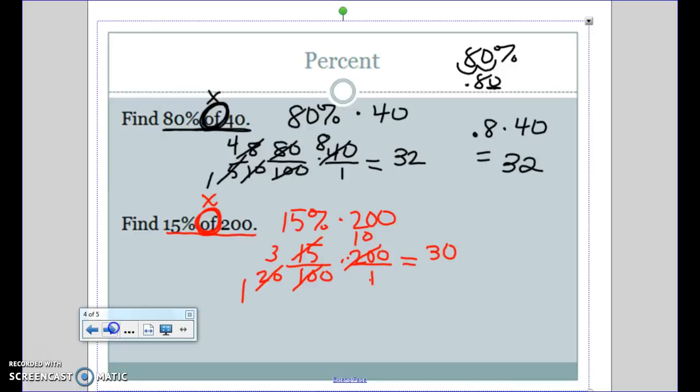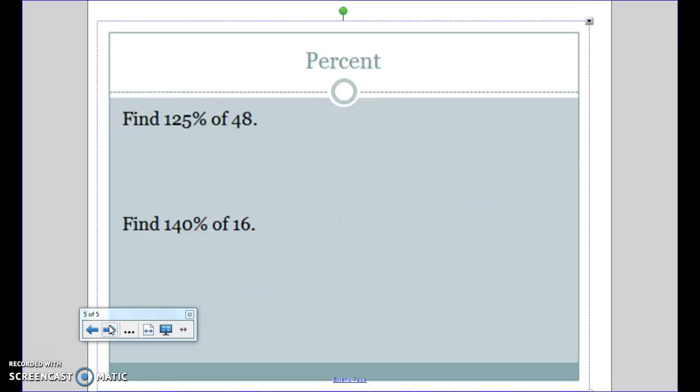is still 30. If I thought about it as a decimal, I can move that decimal place 2 spots by dividing by 100. And so I would have 0.15 times 200. When I multiply, again, what I would get is 30. So 0.15 times 200 is 30 as well. So you can think of the percents two different ways. You can think of them as a fraction or as a decimal. Let's just do two more.